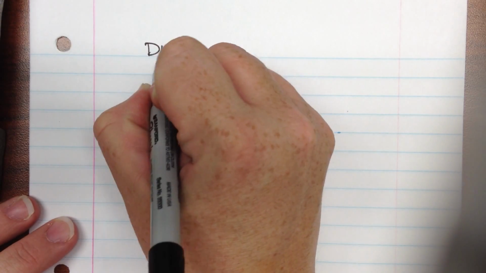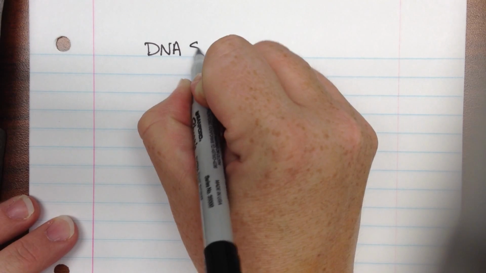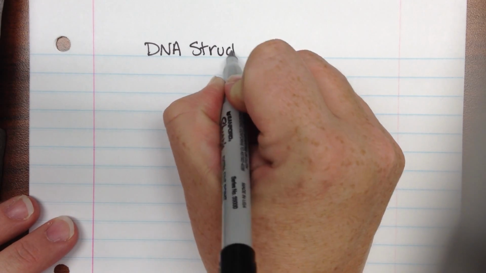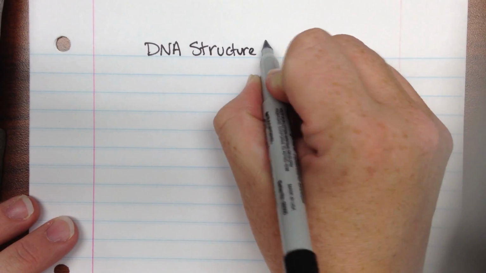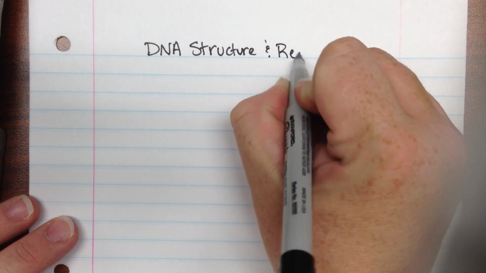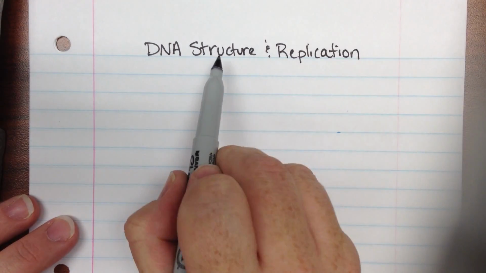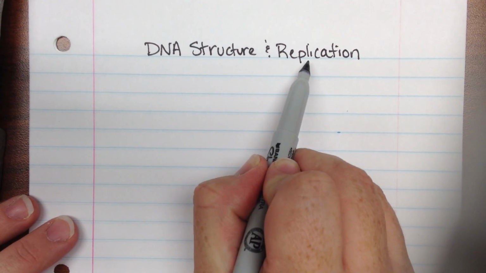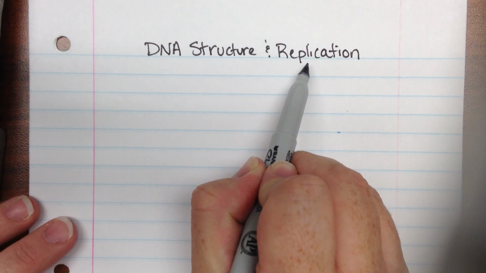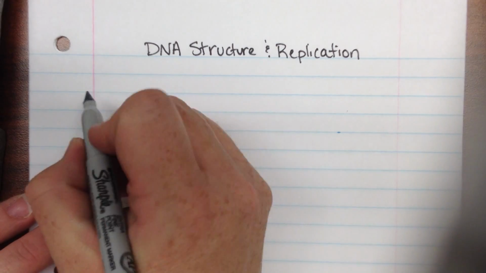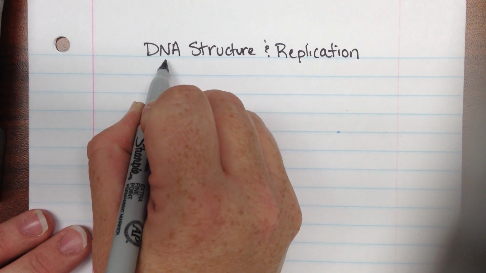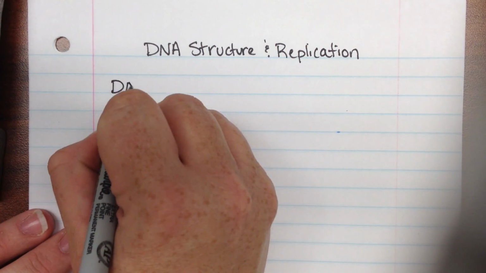So let's go ahead and title our notes, DNA structure and replication. Okay. Structure is what it's made up of. Replication or replicate means to make a copy of. So let's start off with our main molecule here, which is called DNA.